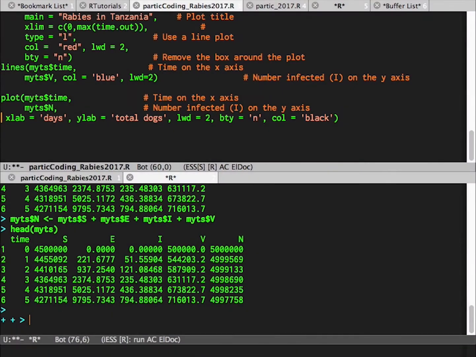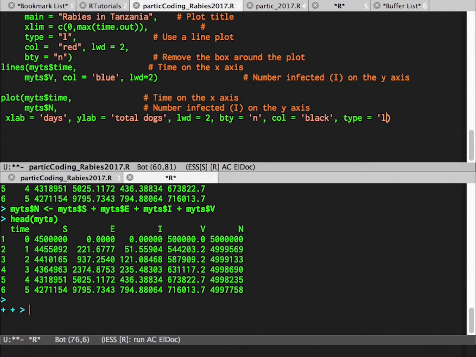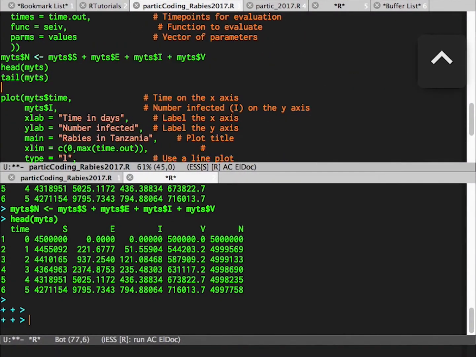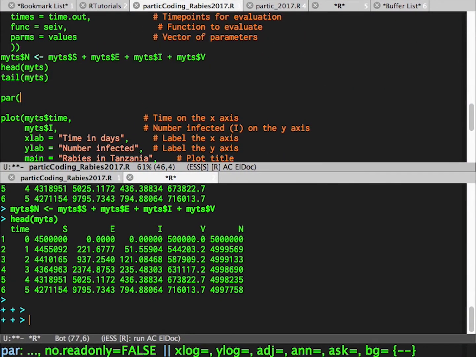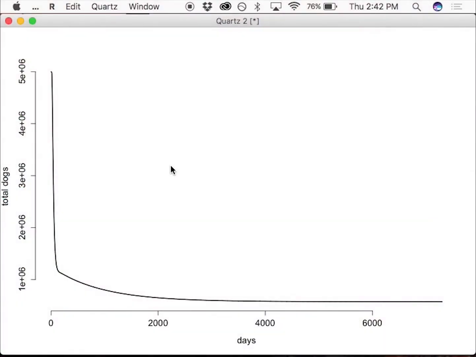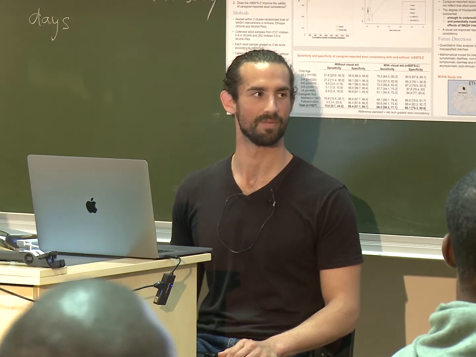Aha, let's make it a line. Okay. Are my axes labels big enough? I don't think they are. Since I've been hammering about that, I'm going to make sure they are. Is that better? Okay. So what's going on with our dog population over time?